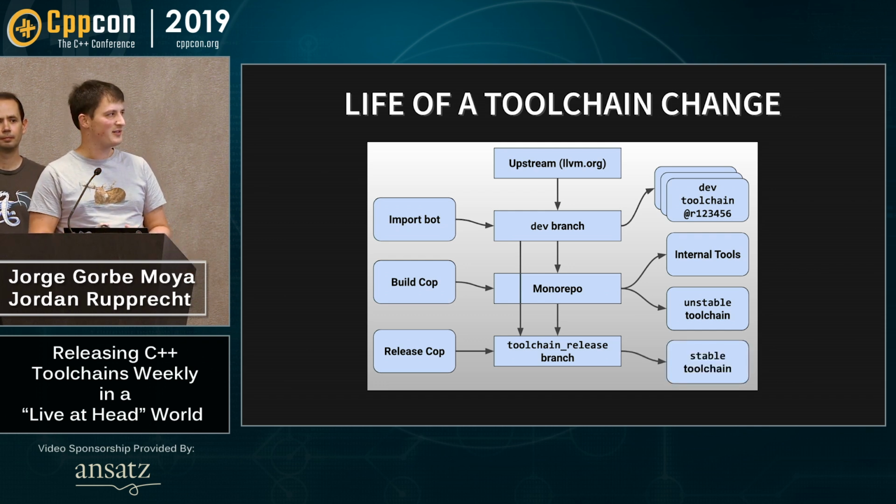Finally, once they've done all their testing, they take the binaries that they've built on the toolchain release branch and just copy it over to mainline. And once this change is submitted, then the release is complete. As Jorge mentioned, all builds after this point in time are using this new toolchain.